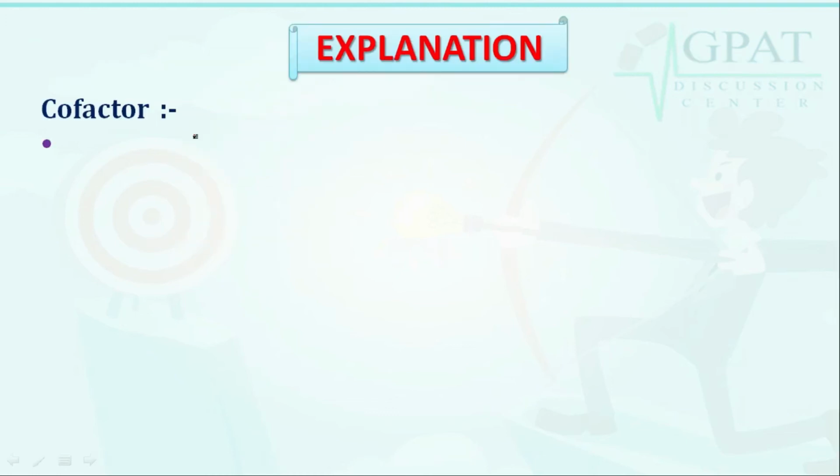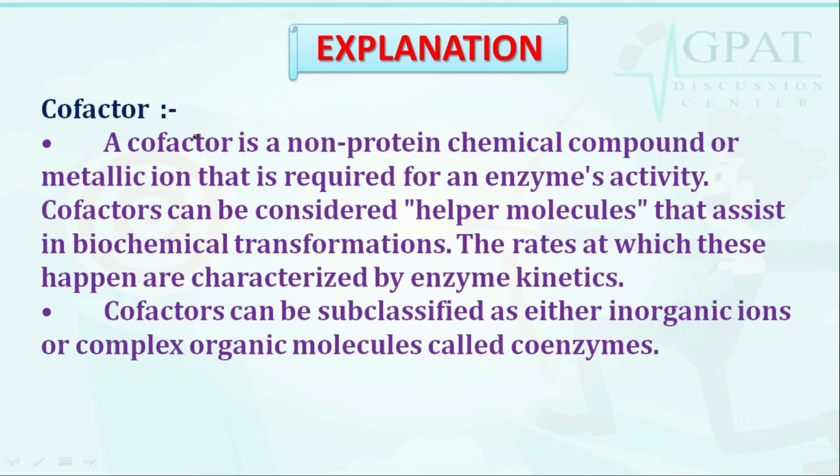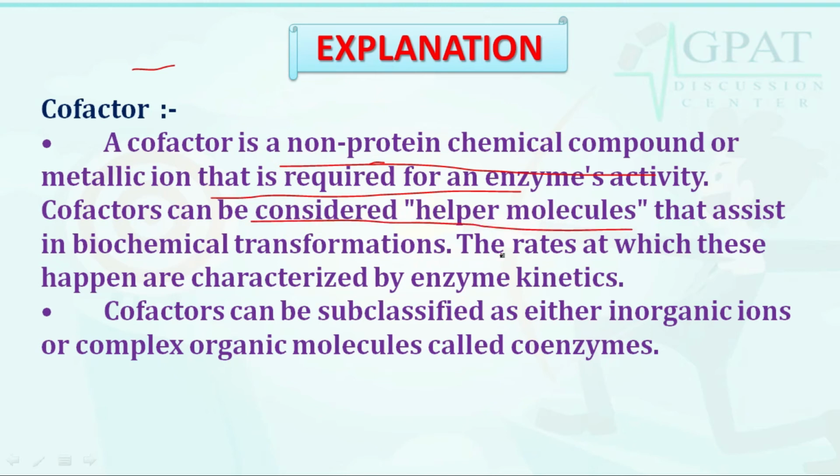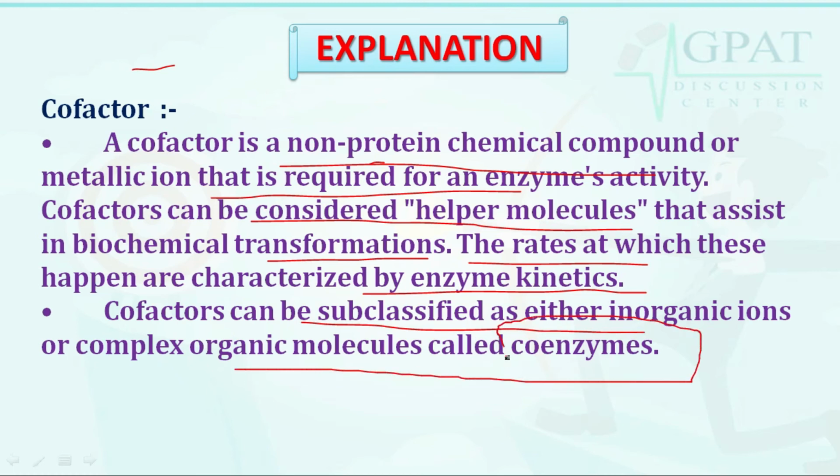Let's discuss with the help of the explanation what a cofactor actually is. A cofactor is a non-protein chemical compound or metallic ion that is required for enzyme activity. Cofactors can be considered helper molecules that assist in biochemical transformations, and the rates at which these happen are characterized by enzyme kinetics. Cofactors can also be subclassified as either inorganic ions or complex organic molecules, which are called coenzymes. So the correct answer is cofactor.